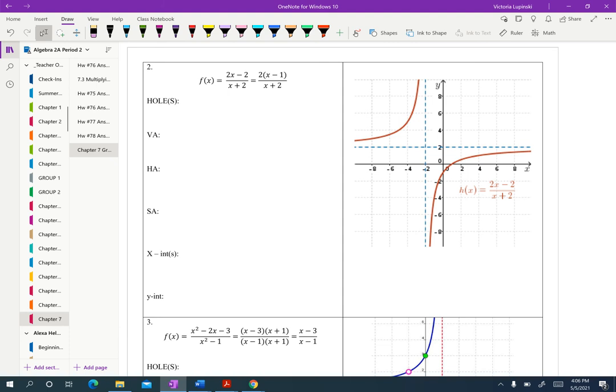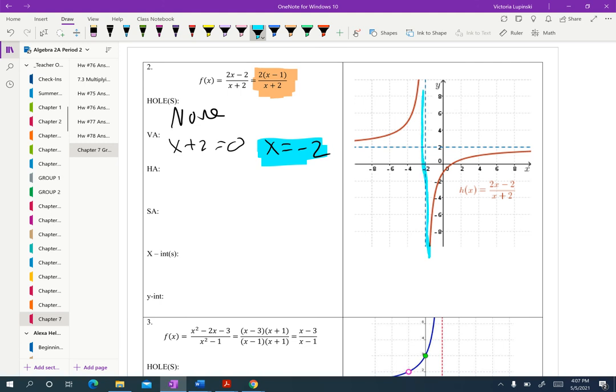So here in number 2, notice there was very little factoring to do. All I did was simply factor the 2 out of the numerator, and that gives me my simplified version here. Remember, going back to step 1, there would only be a hole if there was a cancellation from the top and bottom. Because there is no cancellation, there are no holes, which is perfectly fine. To find a vertical asymptote, you set the bottom equal to 0, solve, and that's going to give you a line. So again, x equals negative 2. That is going to be my vertical asymptote.